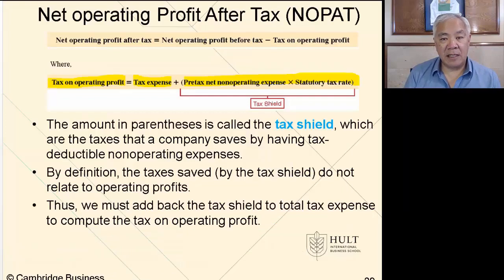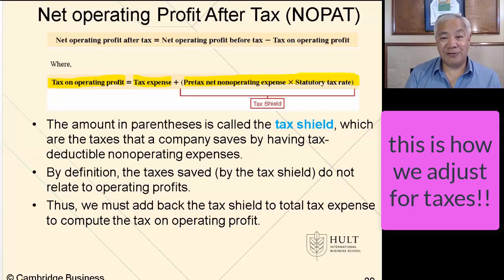Next is NOPAT, net operating profit after tax, NOPAT. And this is the one that drives people crazy. So really pay attention now. So NOPAT equals net operating profit before tax minus tax on operating profit. The first part is pretty easy. Net operating profit before tax is usually simply operating income. And the only thing that would need to be adjusted is if we have income from equity method investments. But in general, it's operating income.